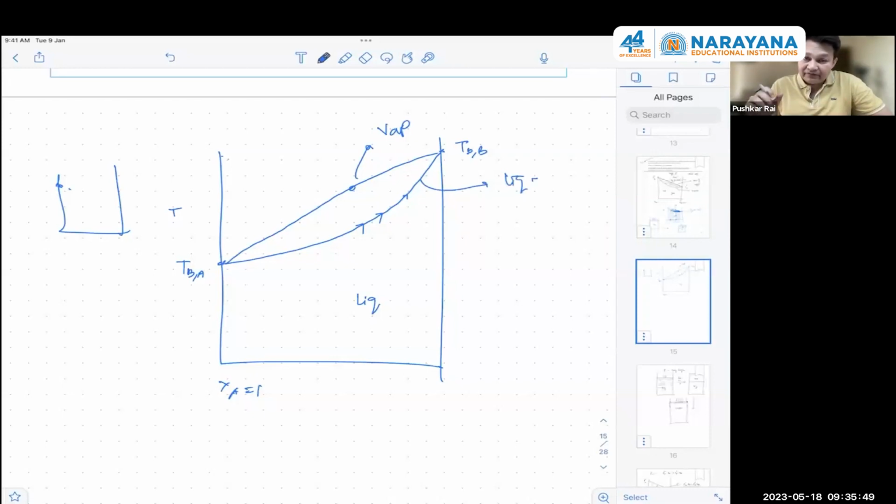Now this is a perfect distillation graph. Why is it a distillation graph? Because if this is the liquid composition, this composition of vapor will come out. So the funda of this is used in fractional distillation. So the vapors you can simply take like this.